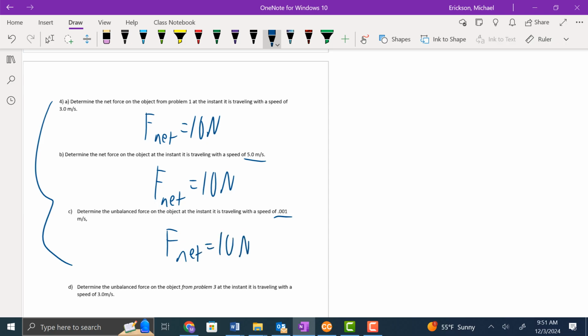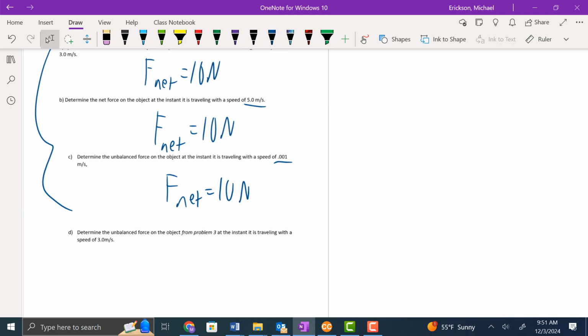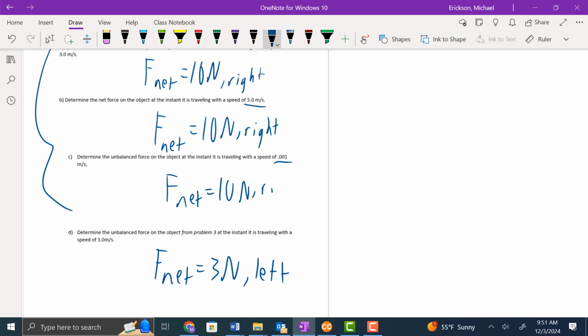They ask us, all right, problem 3, the unbalanced force on the object from problem 3, what is it? Well, my net force is 3 newtons still. I could say to the left, and maybe for all these you could say to the right, just to be special. All right, that's what I got for y'all, worksheet 1.